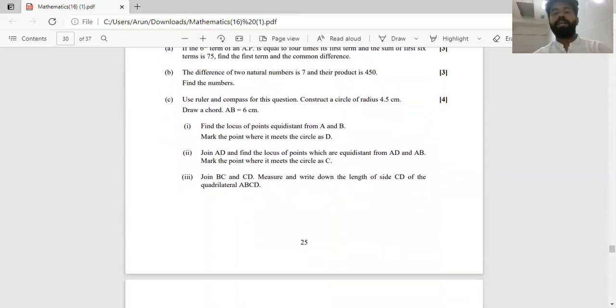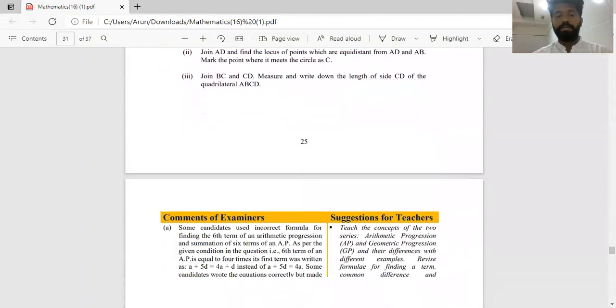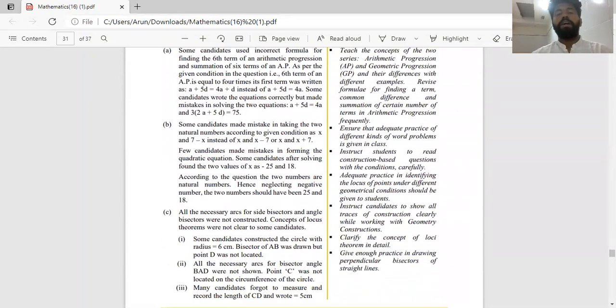The difference of two natural numbers is 7 and their product is 450. Find the numbers. A few common mistakes that were made in this was, some candidates made mistake in taking the two natural numbers according to given condition as x and 7 minus x instead of x and x minus 7. ये आप लोग से mistake होगी. 7 minus x की जगह आपने x minus 7 and x plus 7 की mistake कर दी.